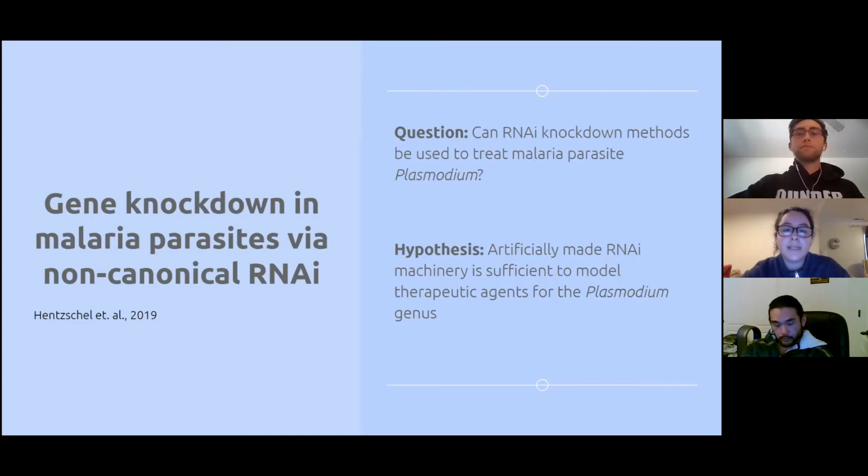And while my group mates are going to go in greater depth about this, essentially the dicer enzyme slices up the double-stranded DNA, and the argonaut protein attaches to the RISC protein, which sort of activates it and helps for proper degradation of the mRNA. Lastly, the group hypothesized that an artificially created RNAi system would be sufficient to study the species in order to get a better understanding of what would be needed to create an efficient anti-malarial drug.